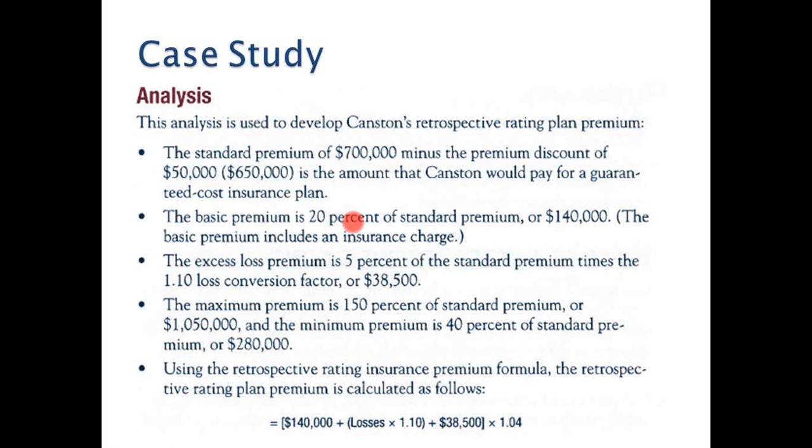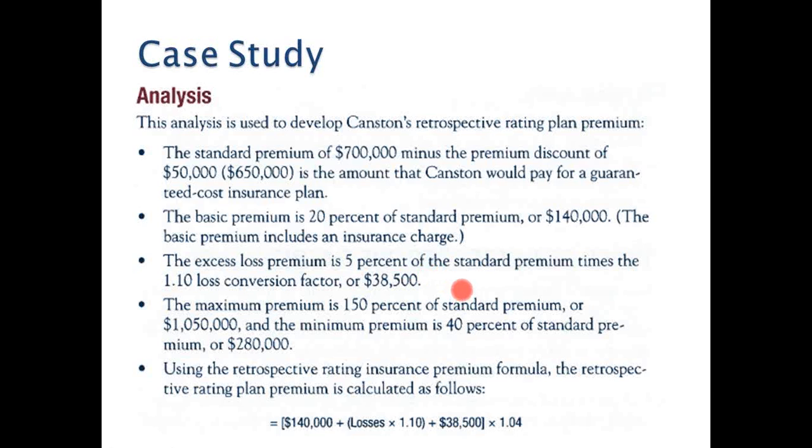The basic premium is 20% of standard premium, or $140,000. Again, the basic premium includes an insurance charge. And then the excess loss premium is 5% of the standard premium, times the 1.1 loss conversion factor, or $38,500. This excess loss premium is the insurance company's extra little cushion that they want to put in there just in case claims go bad.